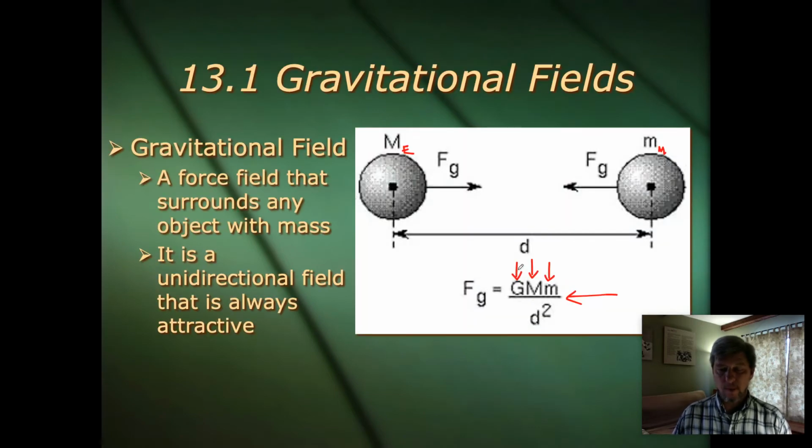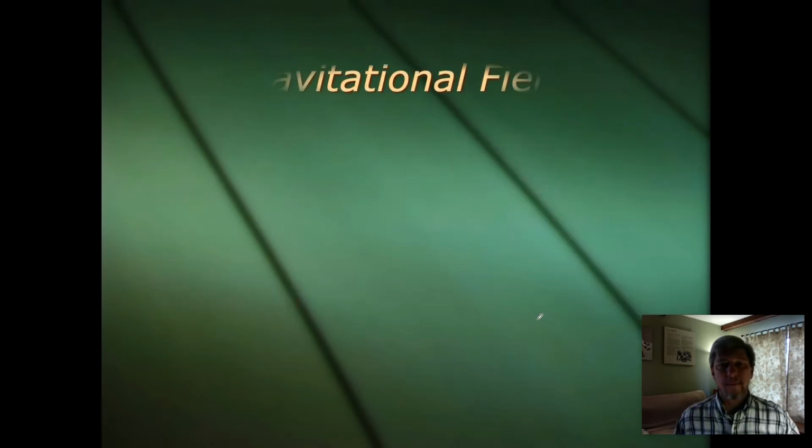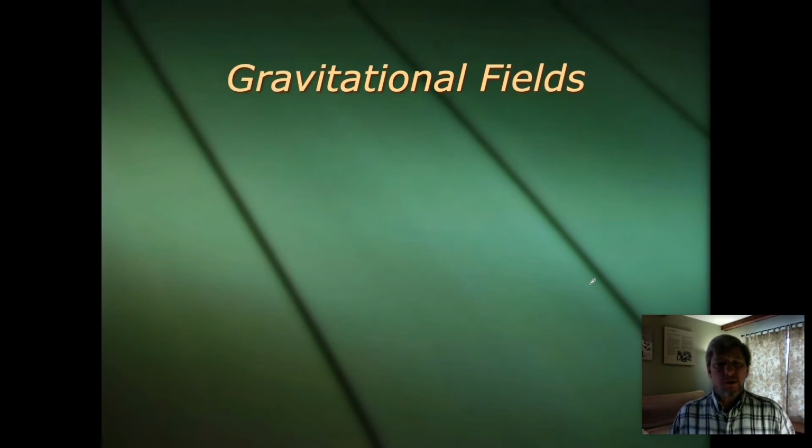numbers. Let's go back. G, which is Newton's universal gravitational constant, so it's a constant number, mass of the bigger object, mass of the littler object, distance between their centers of gravity squared. Okay? So how do we actually approach this?